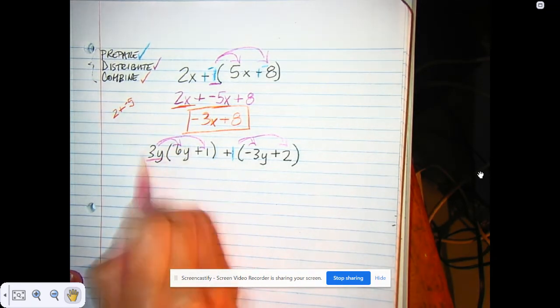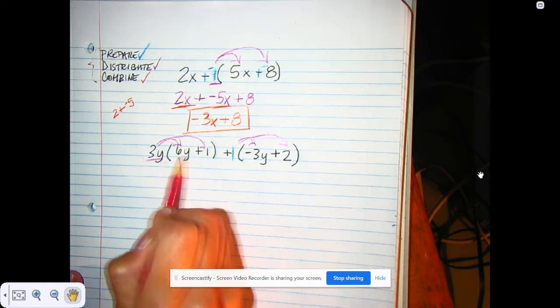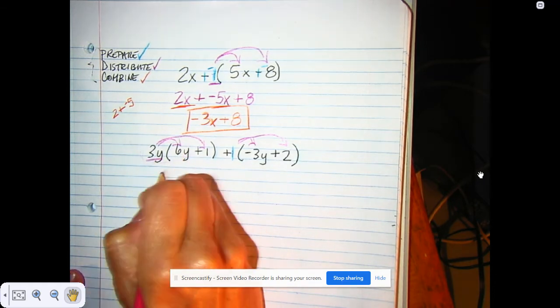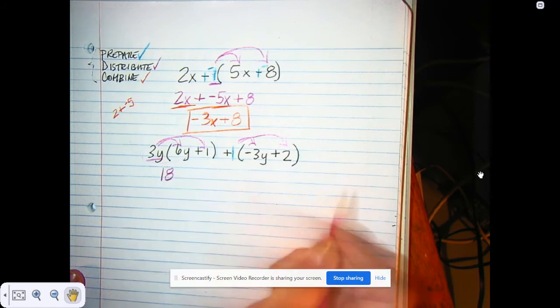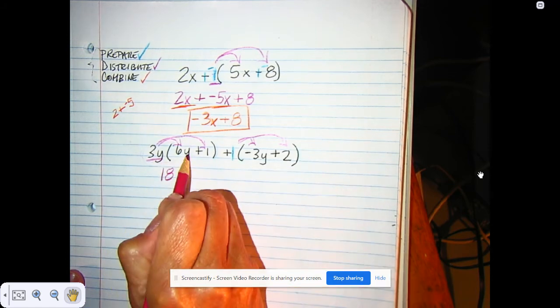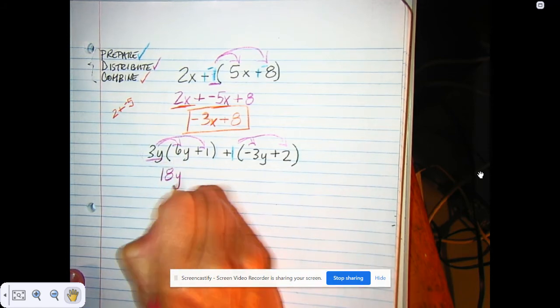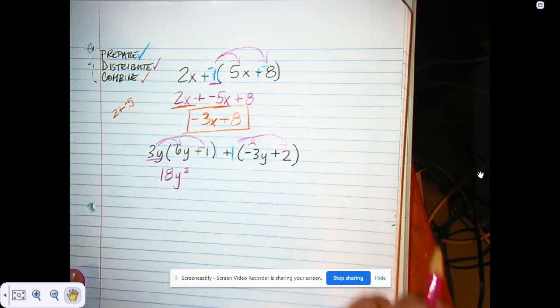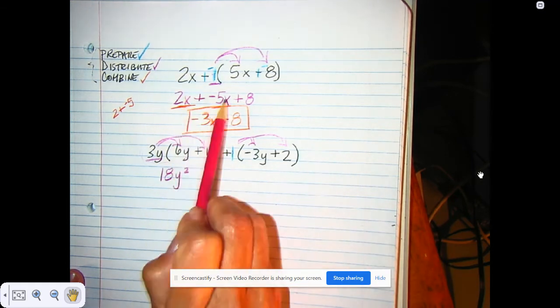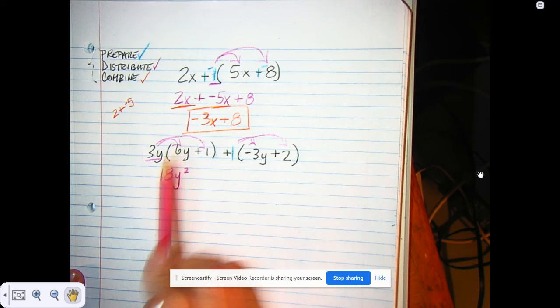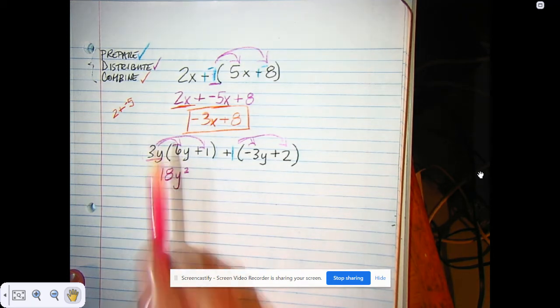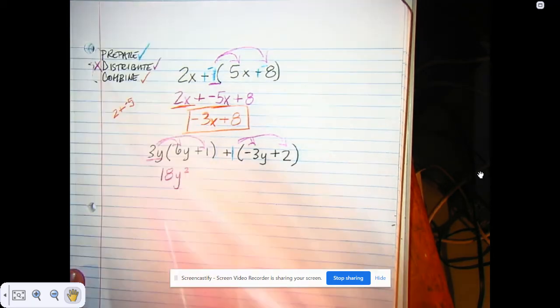Right here is a very common mistake. 3y times 6y. So the 3 times 6 is going to give us 18. That's fine. But when we have a y times a y, we do get a y to the second power. Remember up here, when we added x's, we still got x. But down here, we're multiplying because remember, distributing is multiplication.